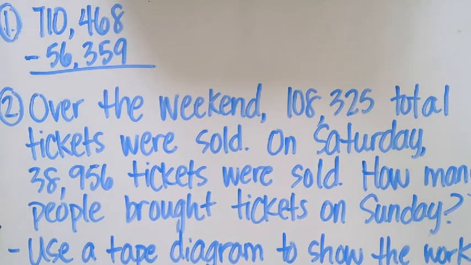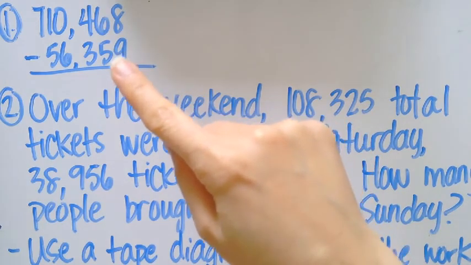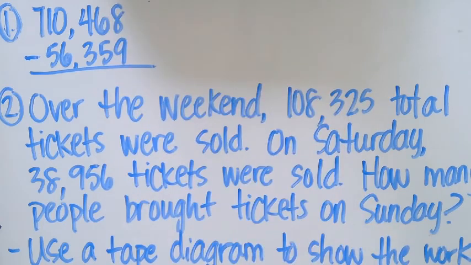Today's assignment, again, is 2 questions. First question is a standard algorithm subtraction problem. Subtract 710,468 minus 56,359. Make sure when you're working on that problem, you check your work, and you check it by adding your last row and your answer row to get to your very top number, okay?